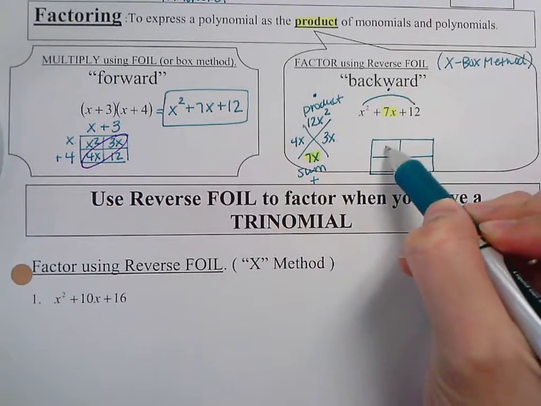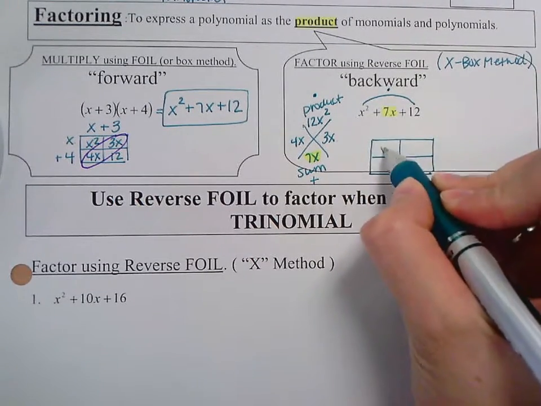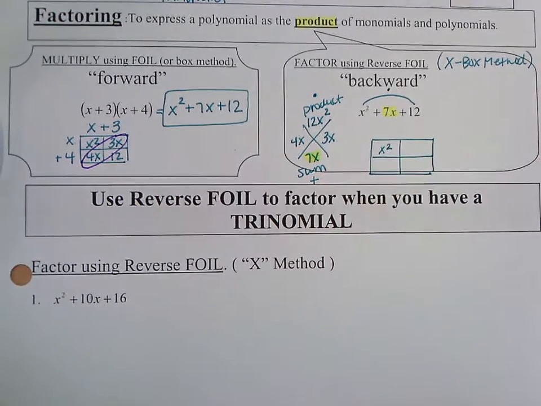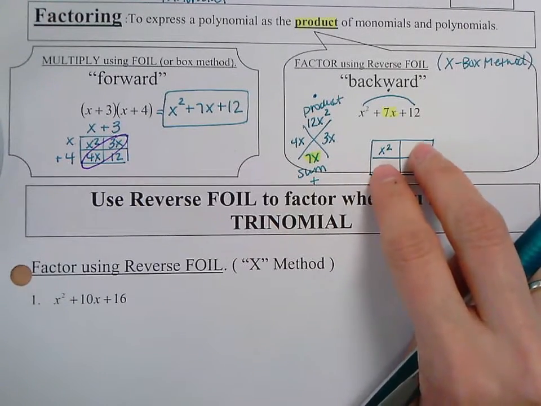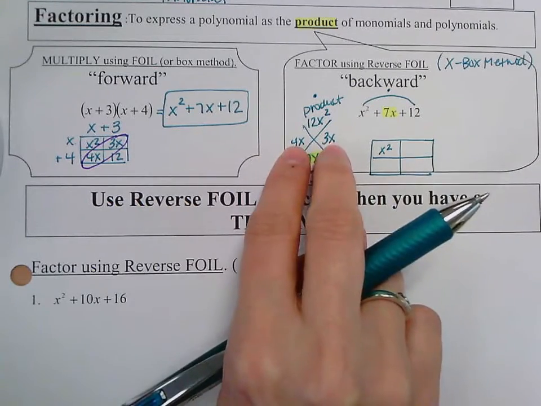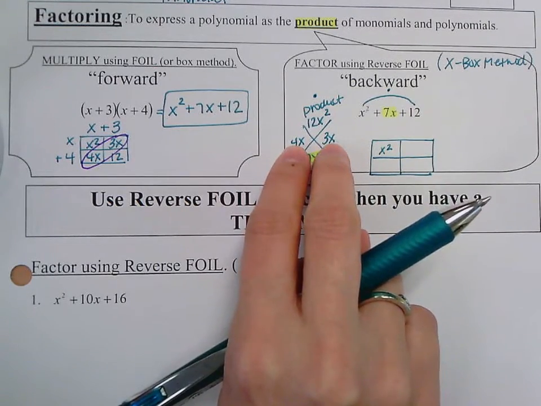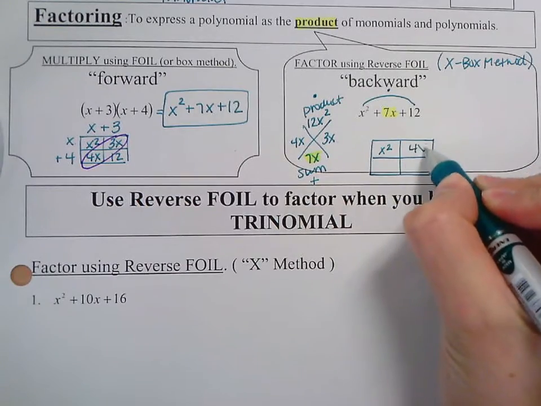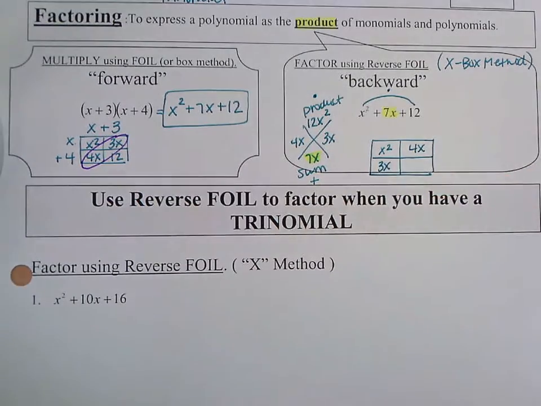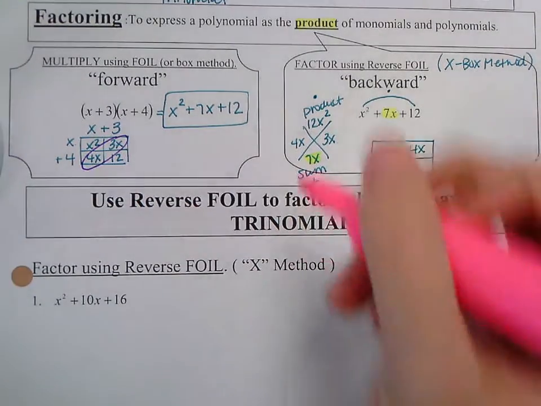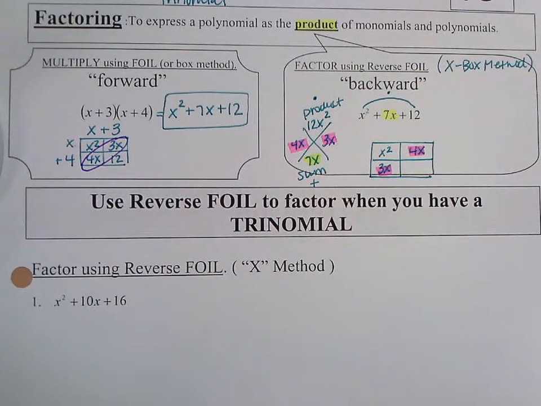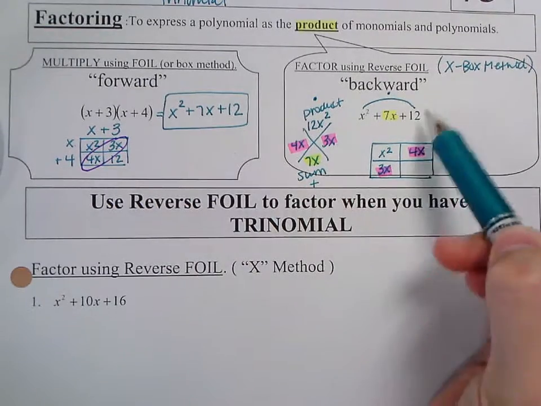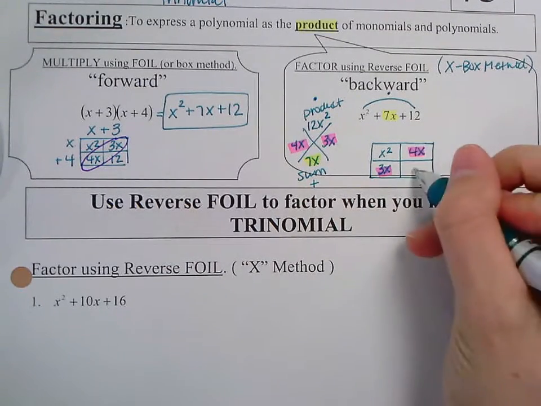So in the top box is where the x squared goes, the first term. In these two diagonal boxes here is where these two terms that you found go. So the 4x goes in one of them, the 3x goes in the other one. And then the last box is where you put the last term, so the 12 goes here.